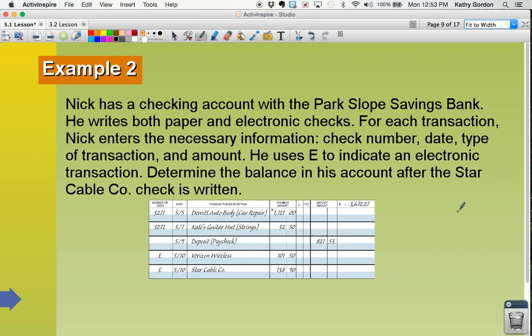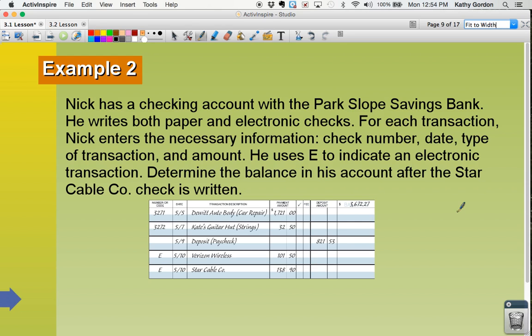Usually people use a D if you're using your debit card. People will write ATM if you're withdrawing some money out of an ATM machine. But just some sort of indication here that you understand to help you keep track of, how did I make this transaction? Did I write a paper check? Was it an electronic? Did I use my debit card? Was I getting money out of the ATM? What was going on? Okay.